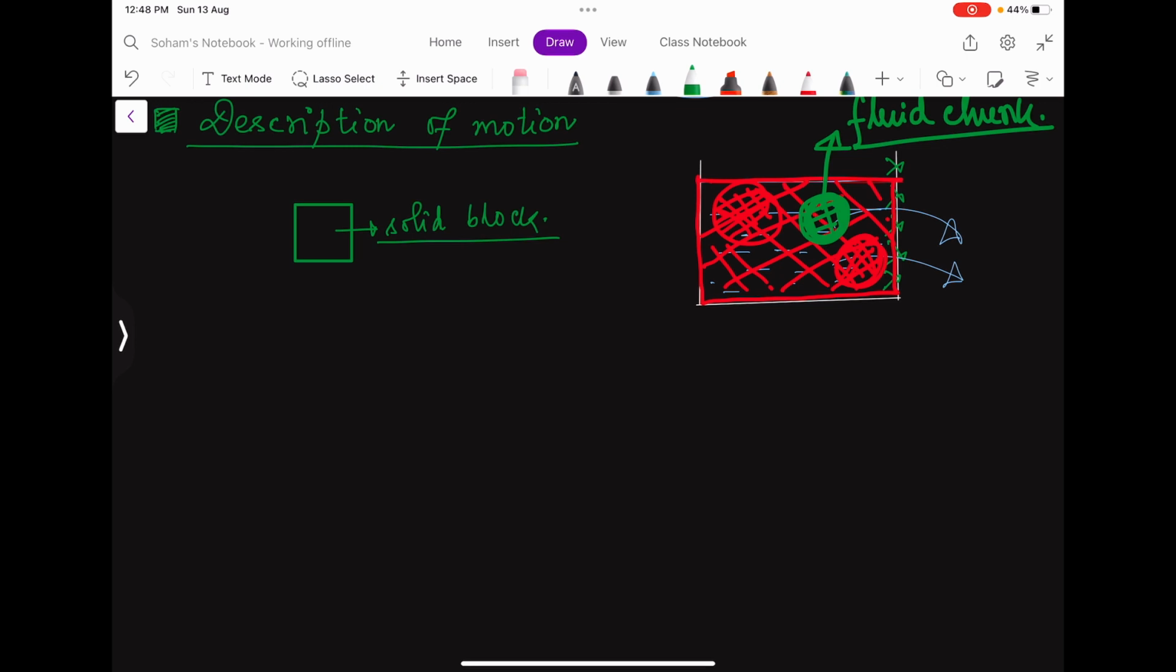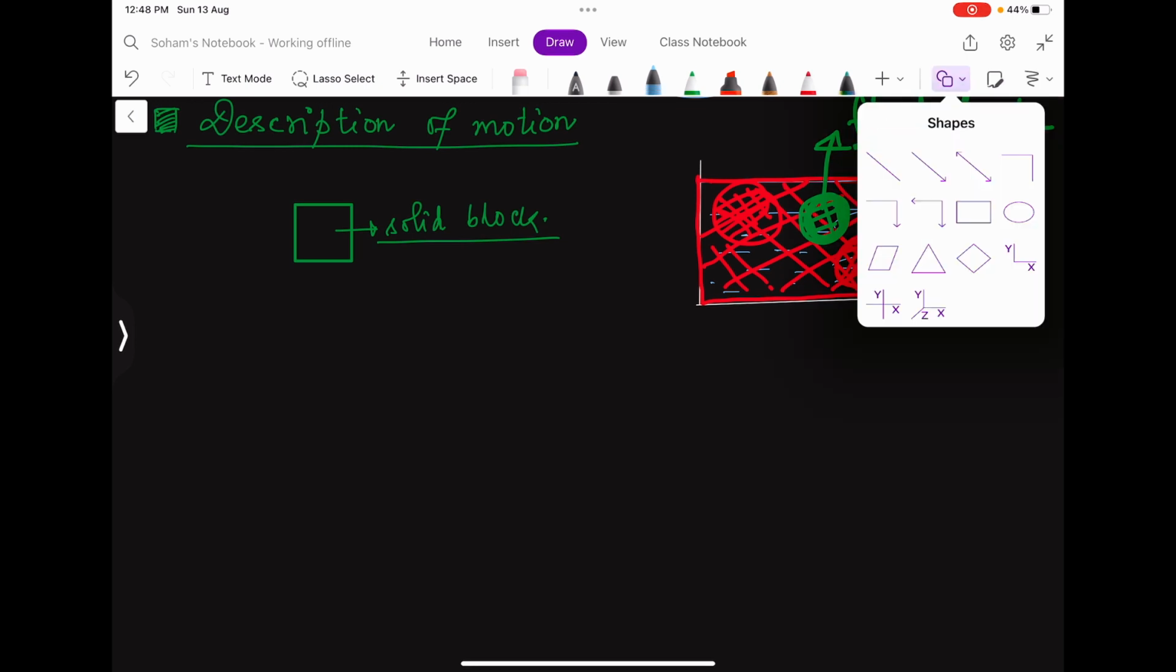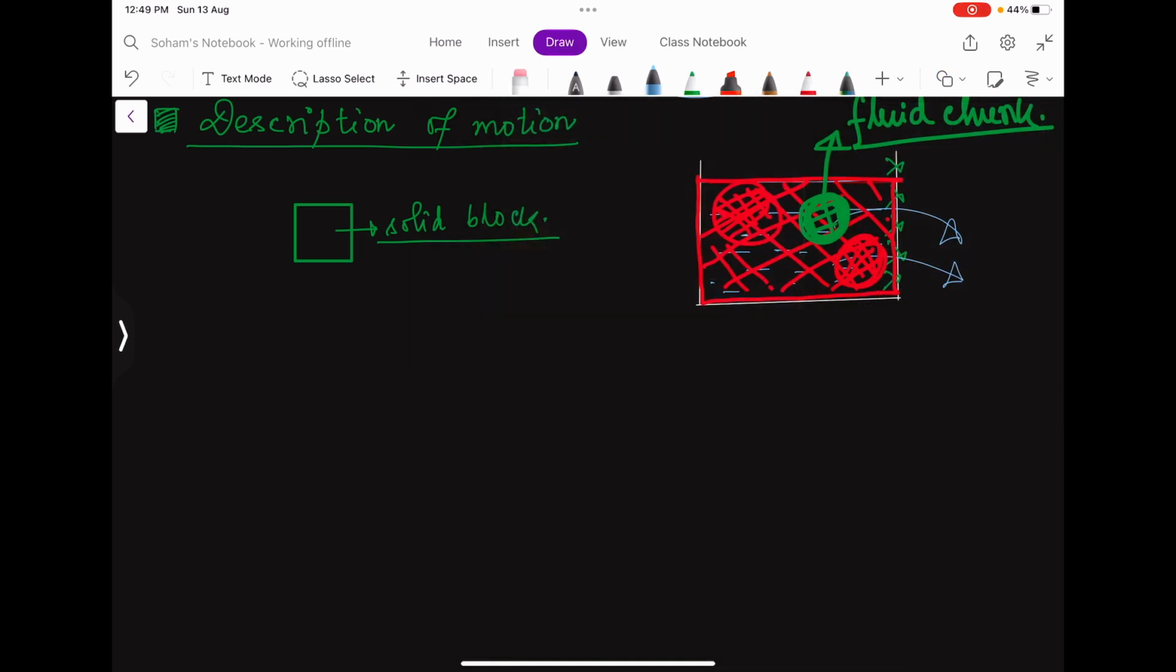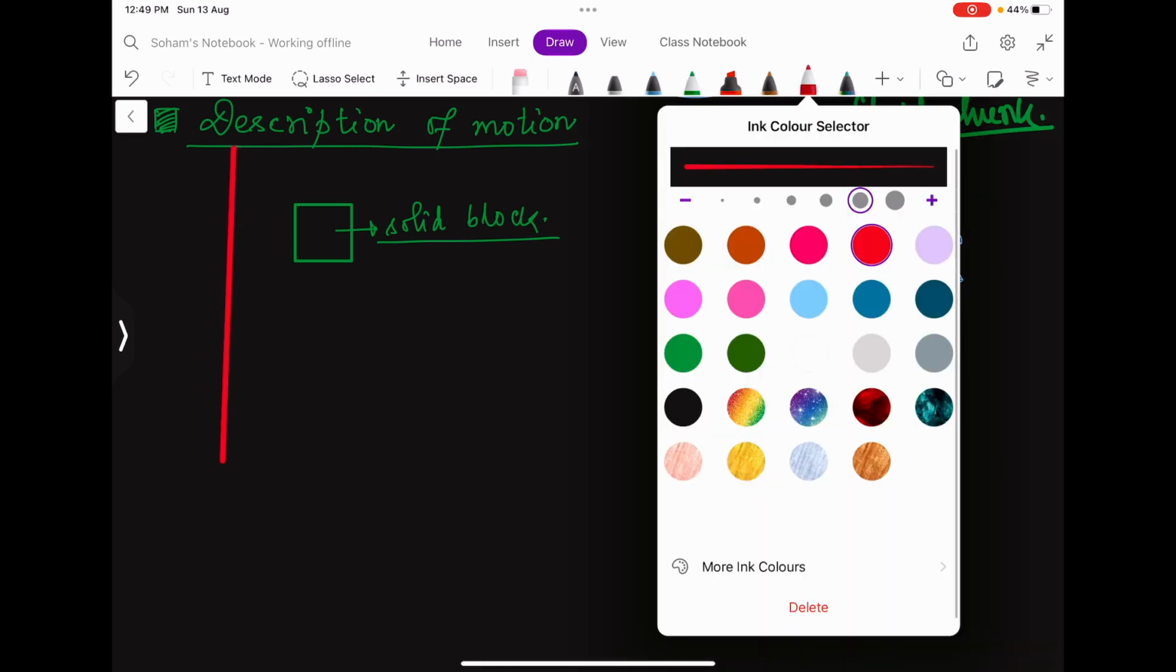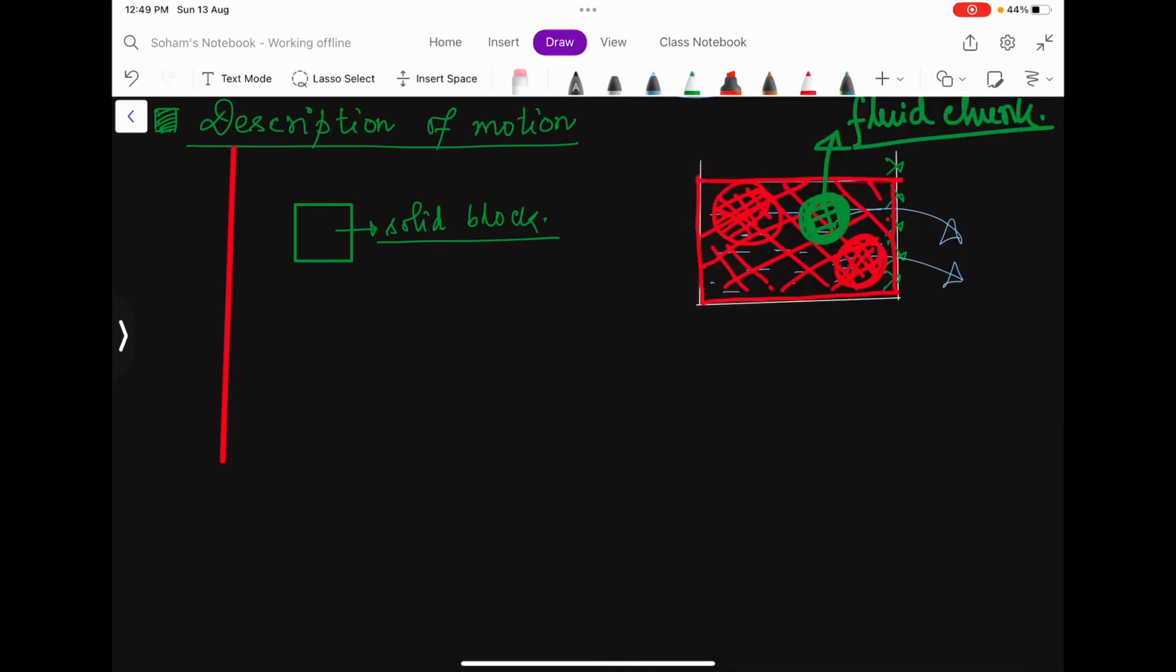That should be the appropriate approach, because every particle of fluid is not bound by a very strong intermolecular force, so they can move independently, right? Now having said this, let me tell you that this description of motion can be classified into two parts. This classification is based on the question: how can we describe the motion?